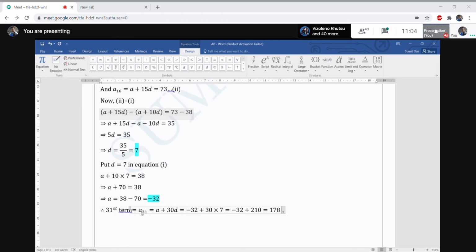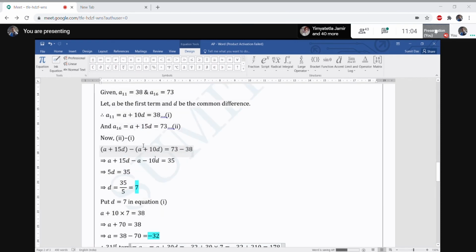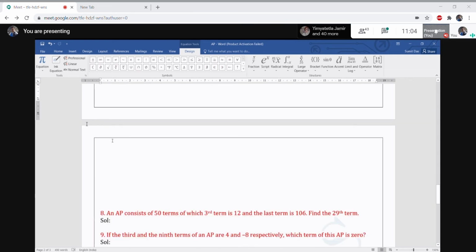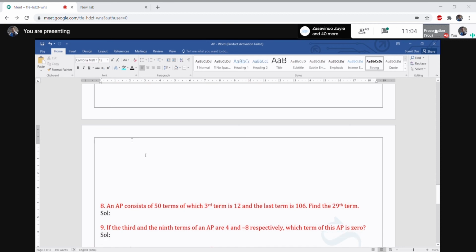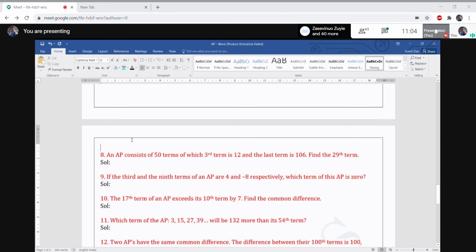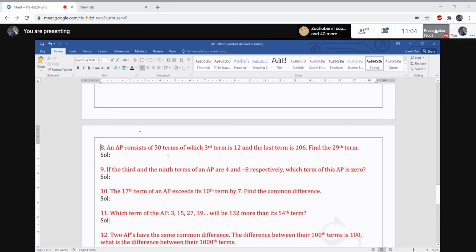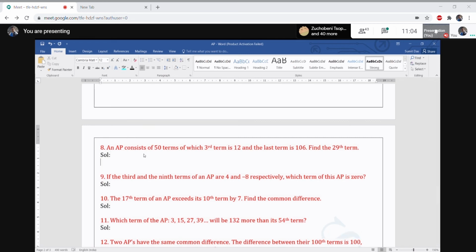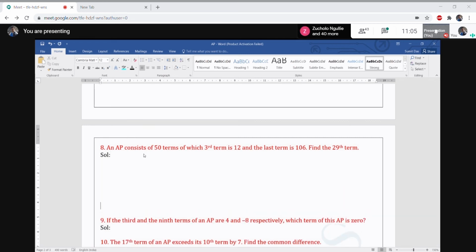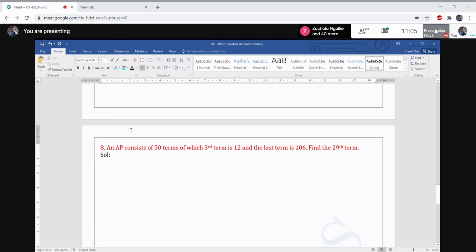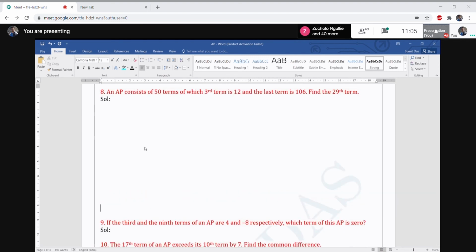The question was this, question number 7. Let's see question number 8, what we have. Any doubt up to question number 7? You can ask me if you have any doubt.